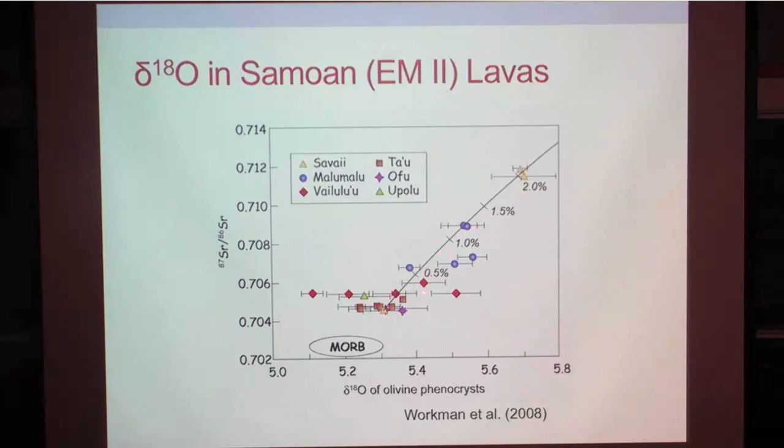The tick marks here are percent sediment. Recycled sediment you'd have to add into, say, a mid-ocean ridge basalt composition to change these two ratios. So they seem to plot right along a mixing line. The easiest way to change this is at the surface of the Earth, where you can fractionate oxygen isotopes between water and silicates, water and carbonates, by tens of per mil at low temperature. In the mantle, it's very hard to produce significant fractionations.